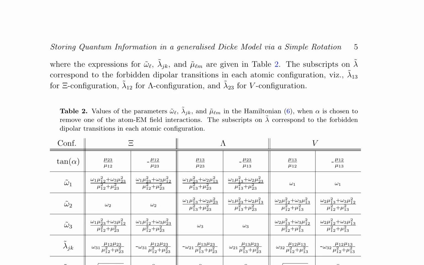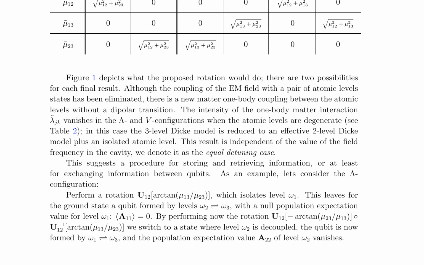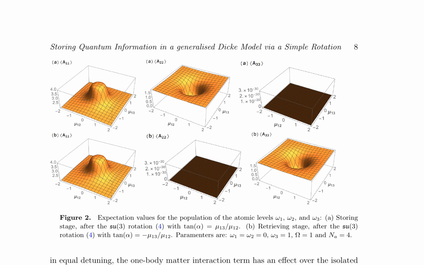The process is demonstrated in the Lambda configuration, where rotations isolate specific atomic levels, enabling the exchange of information between qubits. The fidelity between the qubits is exactly 1, ensuring that information stored in one qubit can be retrieved by the other. This method can also be applied to the V configuration but not in the Xi configuration due to its population characteristics. The Hamiltonian is reduced to an effective Raman transition of a two-level Dicke model plus an isolated atomic level, with eigenstates obtained through numerical diagonalization.